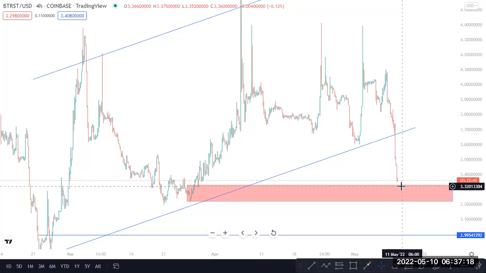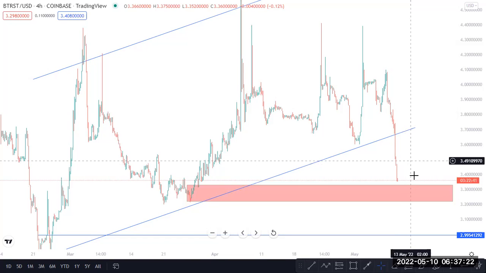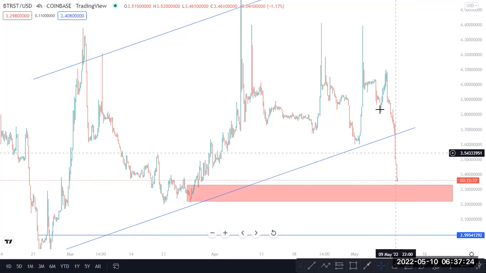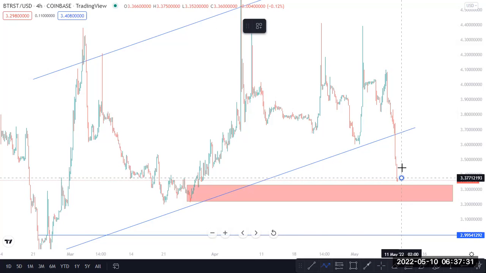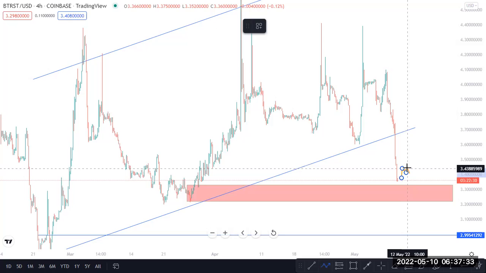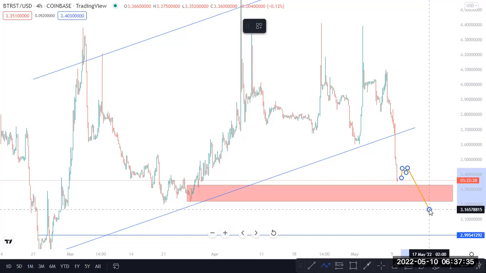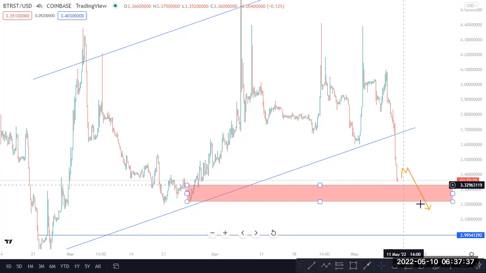So now what we are looking for is to see if we respect this previous demand zone, right? Because we've been going down for a while, we can either do something like this, maybe do something like this, and continue going down again, or just respect the demand zone and continue going up.